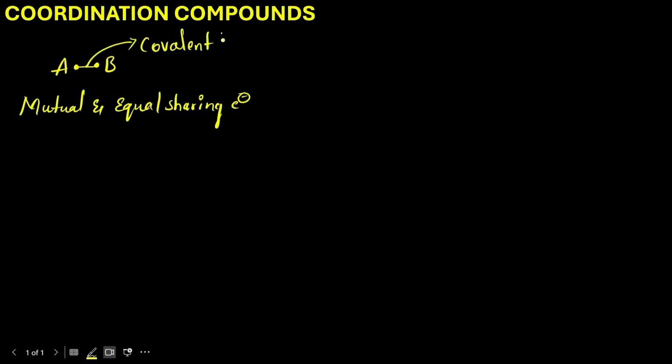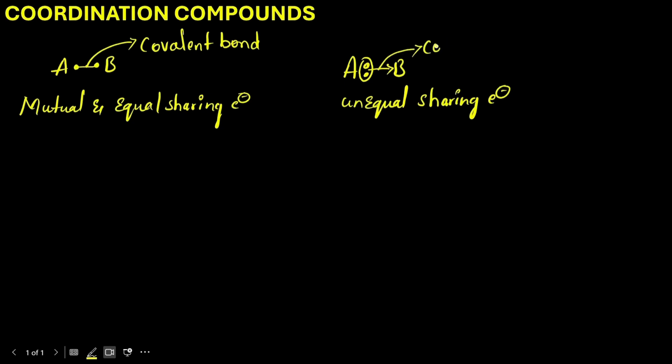We will consider another case, where A has 2 electrons and B has no extra electrons. In this case, both the electrons of A are donated to B in order to form a bond between A and B. Here, unequal sharing of electrons is taking place. This type of bond is called a coordinate covalent bond, or coordinate bond.